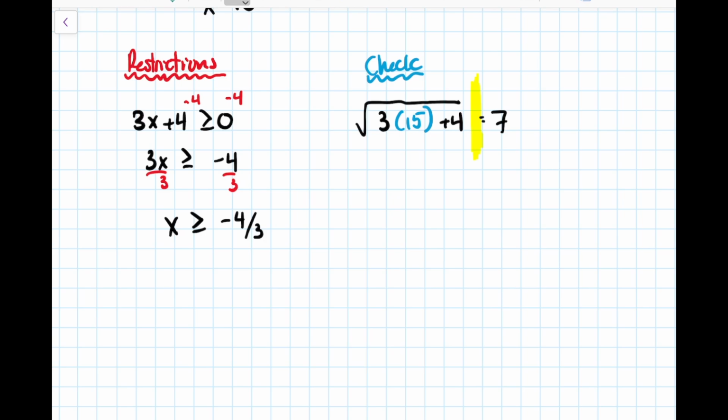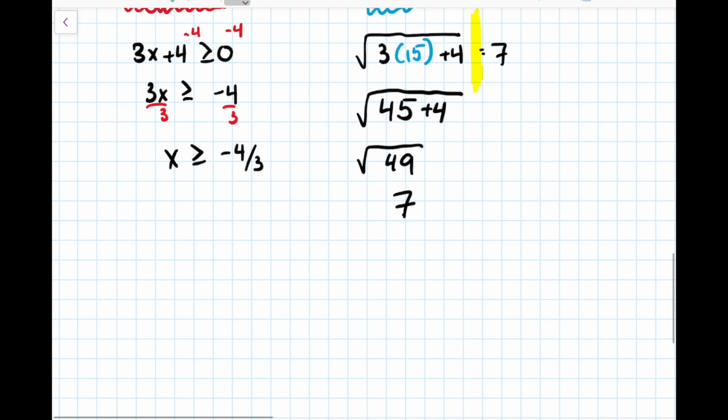So in this case, we're going to do 3 times 15. We're going to get 45. We're going to do 45 plus 4 and get 49. And then the square root of 49 is 7. And that matches the 7 that we had on the other side of the equation. So we're not trying to solve for anything. We're not trying to isolate anything. We're just calculating both sides of our equation to make sure they are the same. So this one's good. And so our solution works. We're happy.